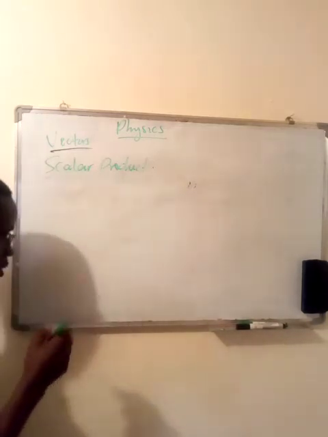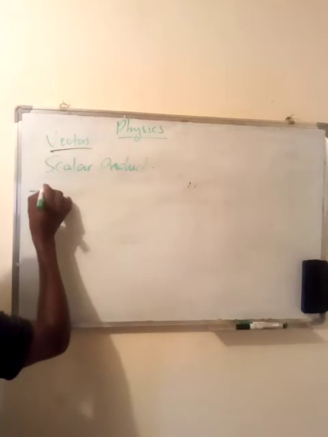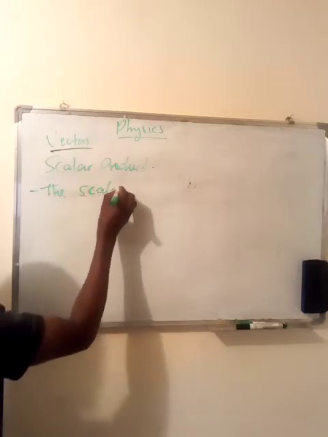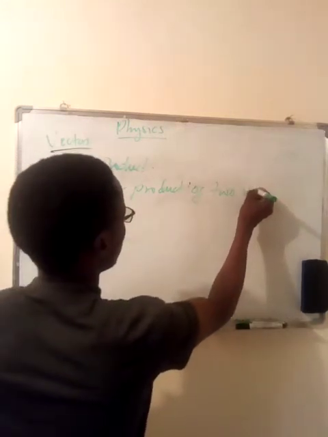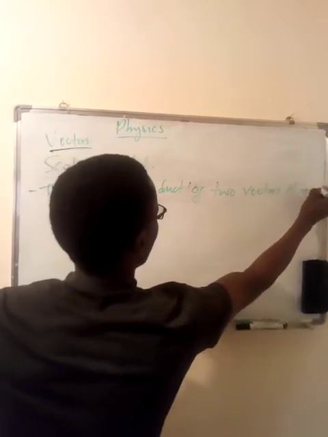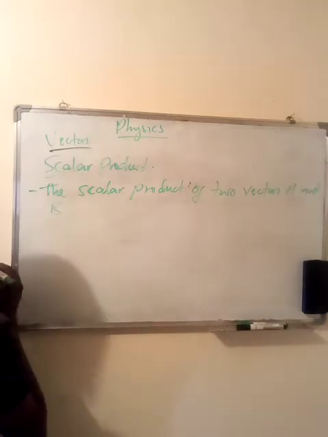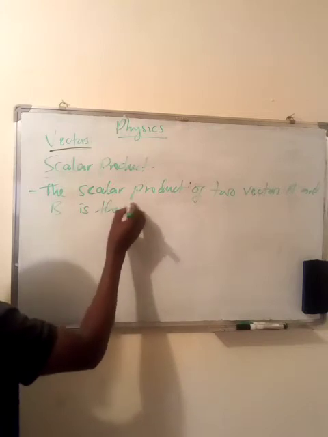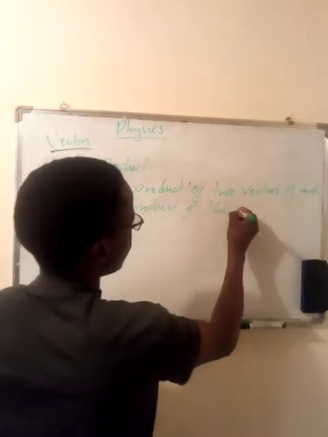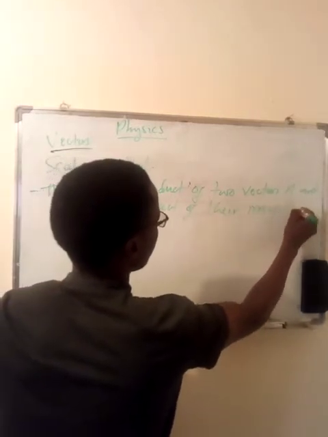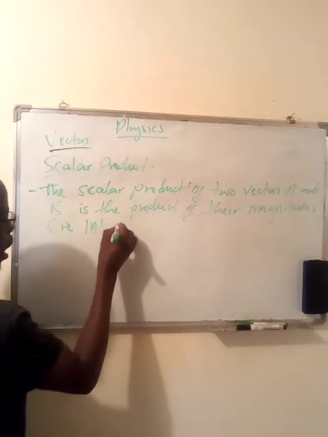Okay, so the scalar product of two vectors. Let's say we have those two vectors, A and B. The scalar product of two vectors A and B is the product of their magnitudes, that is, the magnitude of A and the magnitude of B. And what?